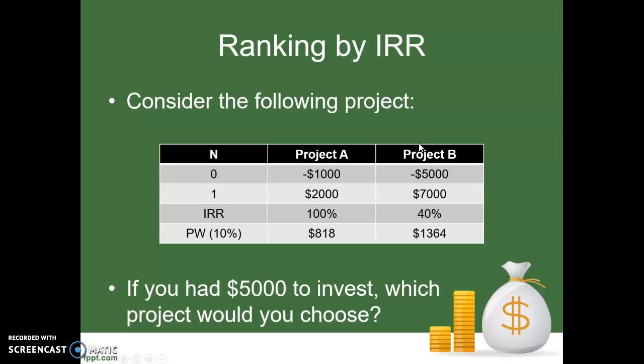Now, in order to do Project B, we have to have $5,000 available to invest. If we don't have that, if we only have $1,000, then that kind of makes the decision for us. We need to go with Project A. But if you have the capital to invest, then that frees you up to make the choice, which I think you would make the choice of Project B.